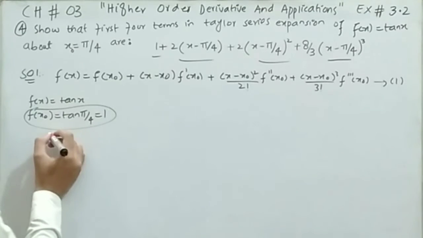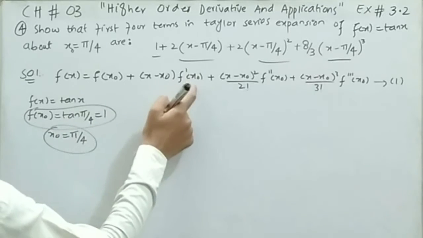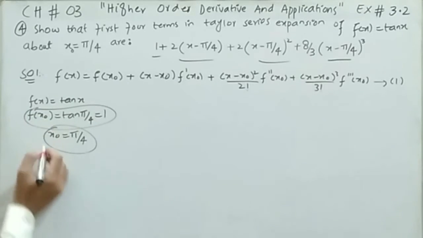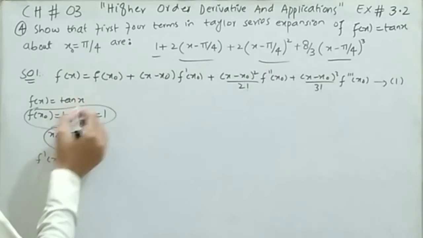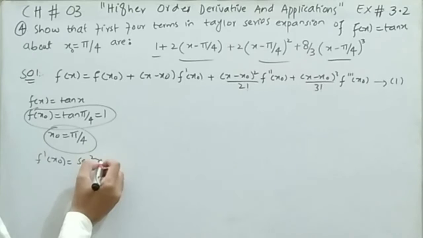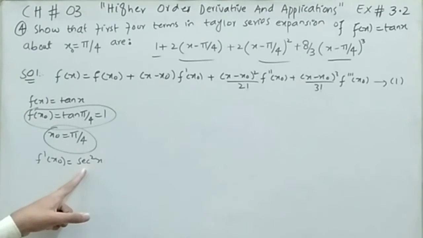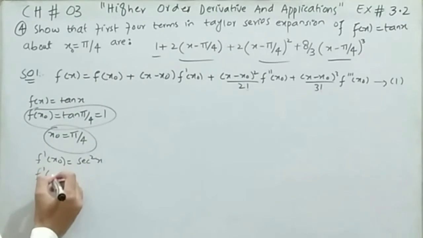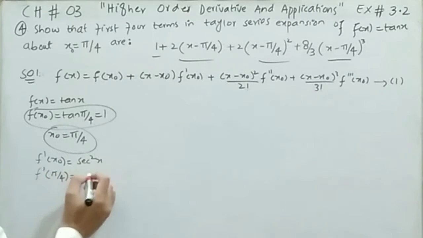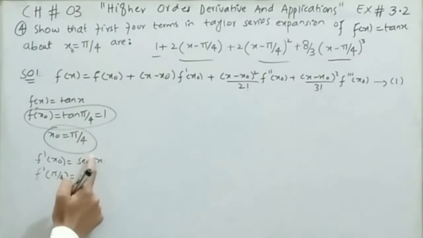Now our x naught is equal to pi by 4. Over here we have f prime of x naught, so we will differentiate the given f of x. The derivative of tangent x is secant square x. So f prime of x is secant square x, but the value of x is pi by 4. So f prime of pi by 4 will be equal to secant square pi by 4. Secant 45 degree is under root 2, and under root 2 square will give us a value 2.